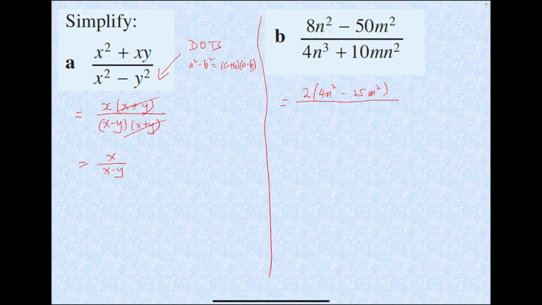Let's have a look at the denominator now. The denominator, you've got n cubed and n squared, so one of the common factors will be n squared. And then 4 and 10, it will be 2, because 4 can be divided by 2, 10 can be divided by 2. So therefore, you've got 2n squared, and the denominator becomes n plus 5m.